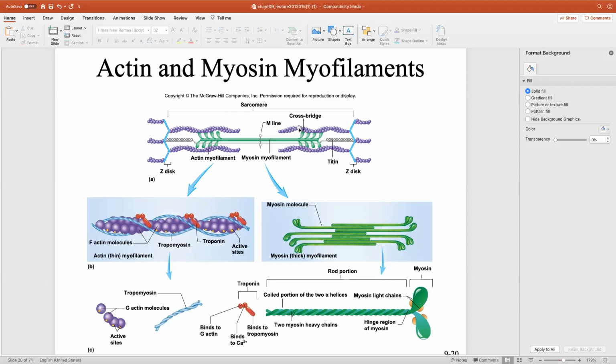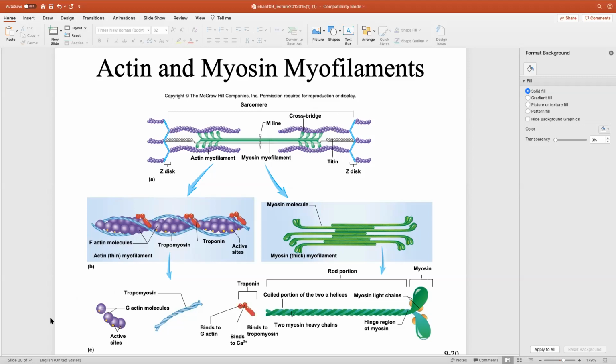Now, we'll also see that the myosin is a thick filament, right? And it contains these heads that pop up. Myosin needs to be able to interact with actin. When it does so, it forms a cross bridge. So a cross bridge is the interaction, the meeting of myosin's head with the binding site on actin.